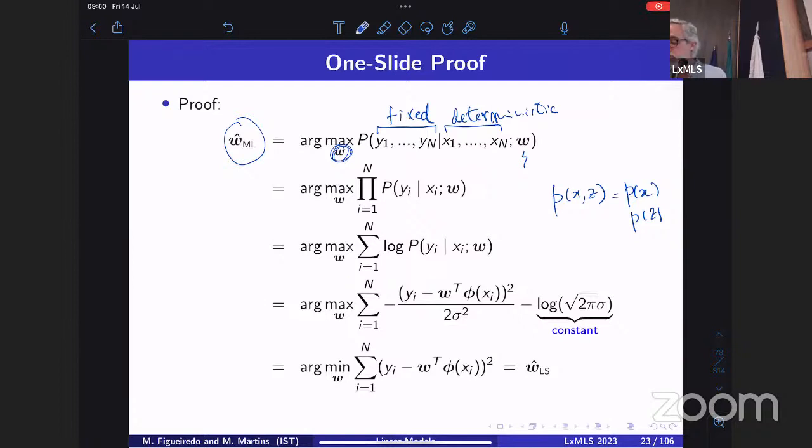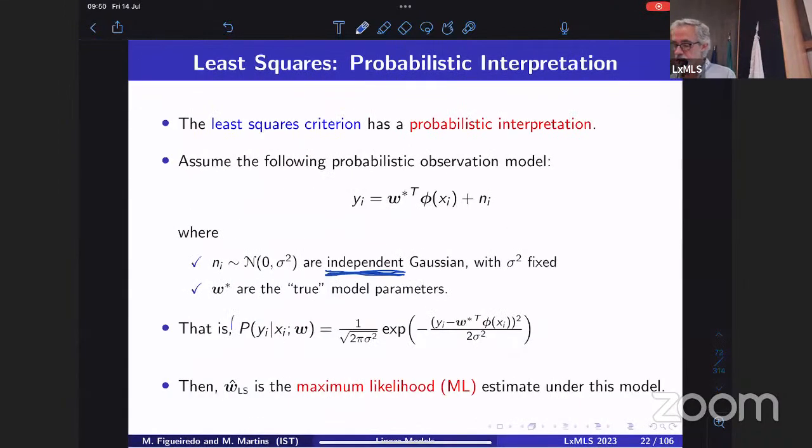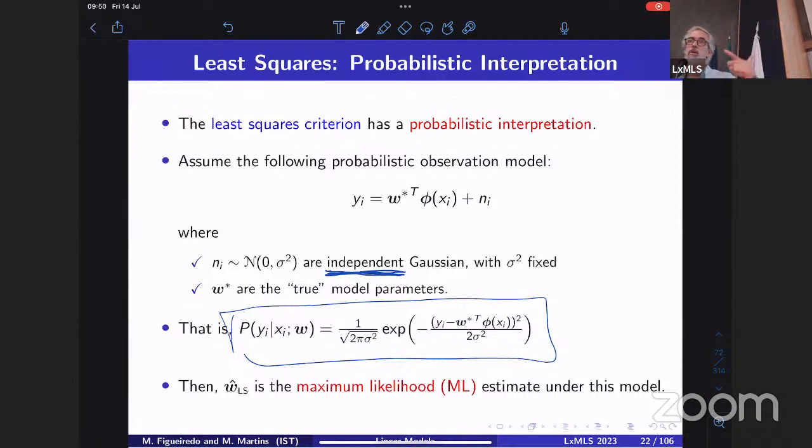And then since you're maximizing, you can maximize a function or its log. It doesn't change anything because the log is monotonic. And the log of a product is the sum of the logs. So applying the log transforms a product of p's into a sum of logs of p's. Now we have a log of a p, but p looks like this. When you take the log of this, how do you compute the log of a product? It's the sum of the logs. So you have the log of this part.